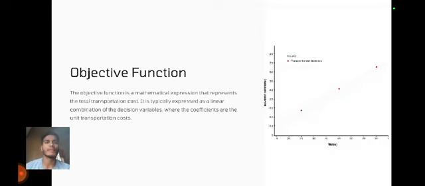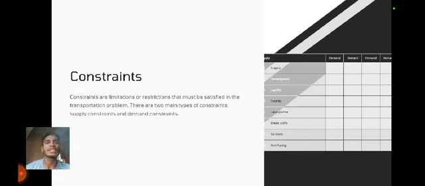Objective function: the objective function is a mathematical expression that represents the total transportation cost. It is typically expressed as a linear combination of the decision variables where the coefficients are the unit transportation costs. Constraints: constraints are limitations or restrictions that must be satisfied in the transportation problem. There are two main types of constraints: supply constraints and demand constraints.